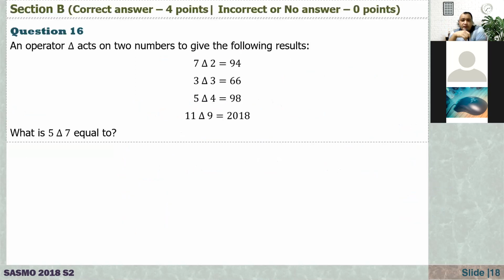All right, now let's move to the second section, which is section B. Correct answer, 4 points; incorrect or no answer, just 0 points. But for the first part, if it is correct, 2 points. If it is incorrect, minus 1. If nothing, it's just 0.